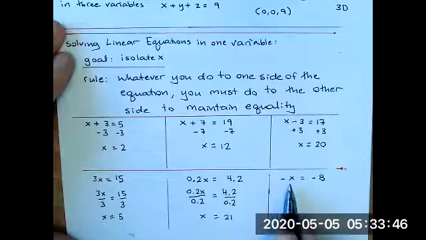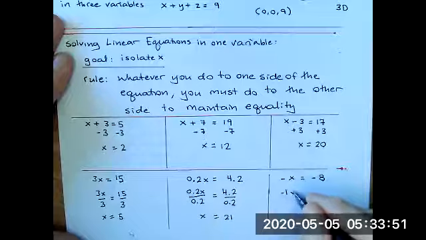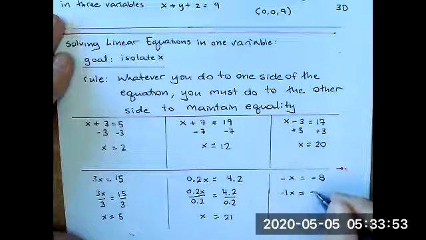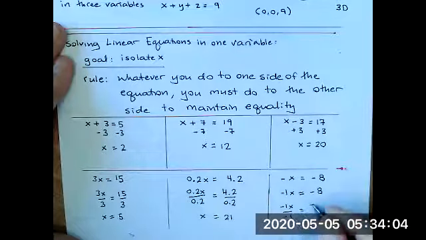If you have negative x, that's a coefficient of -1. We want to get x by itself, so we divide both sides by -1. -8 divided by -1 is 8.